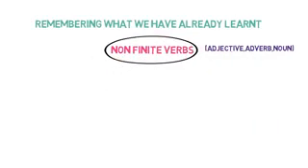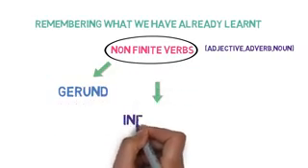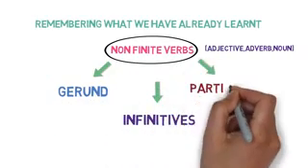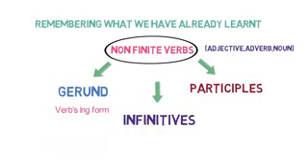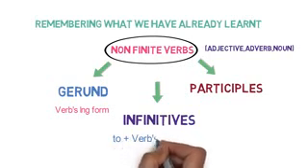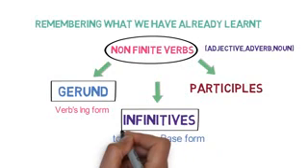Non-finite verbs are mainly divided into three types: gerund, infinitives and participles. Gerunds are ing form of verbs that behaves as a noun in the sentence. Infinitives are to plus verb's base form and behaves as noun, adjective or adverb in the sentence. We have discussed in detail both of these kind of verbs in our previous video.